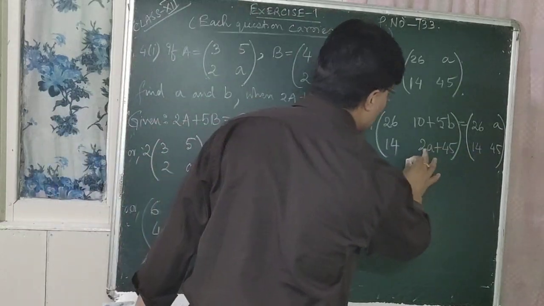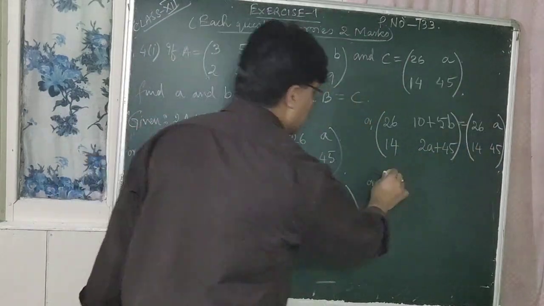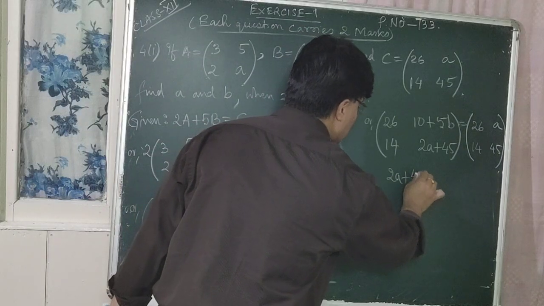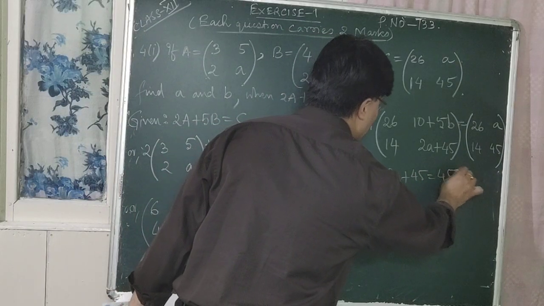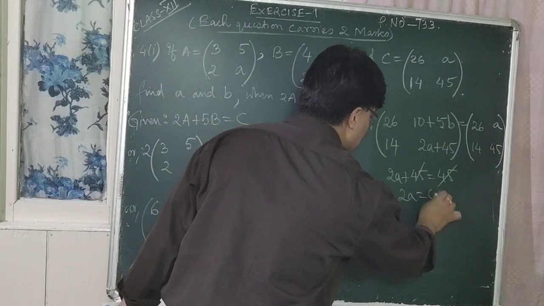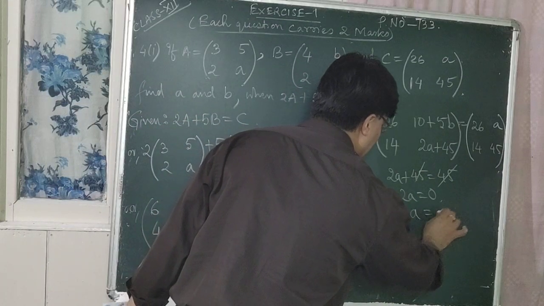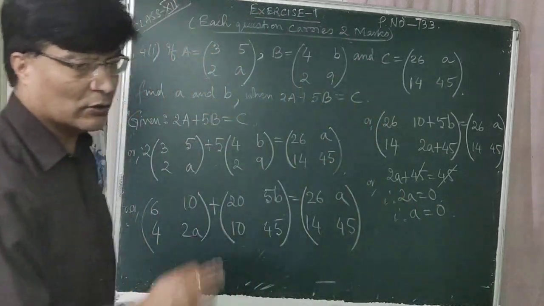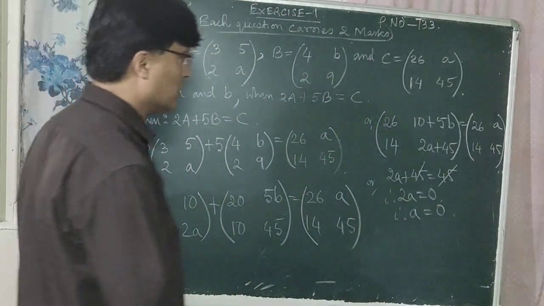Now you can equate 2A plus 45 with 45. That is 2A plus 45 is equal to 45. Here 45 gets cancelled. That is 2A is equal to 0. What is the value of A? A is equal to 0 by 2, which is always 0. So we get A is equal to 0 here.